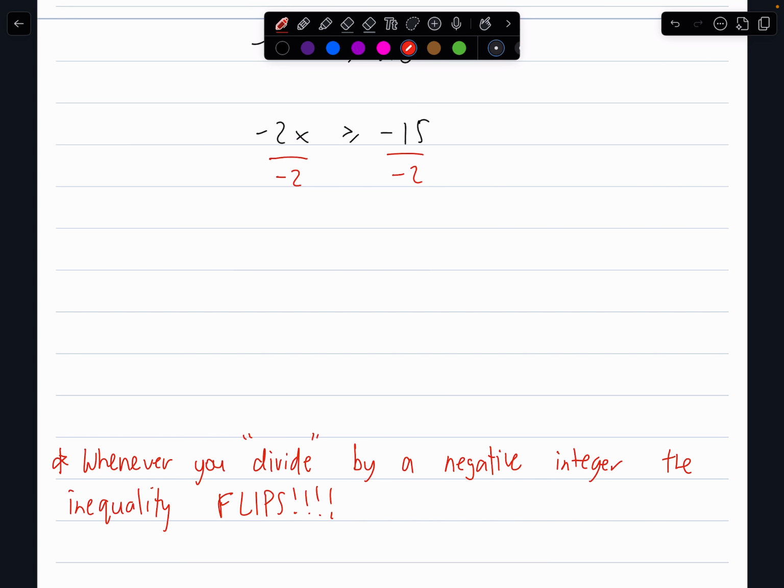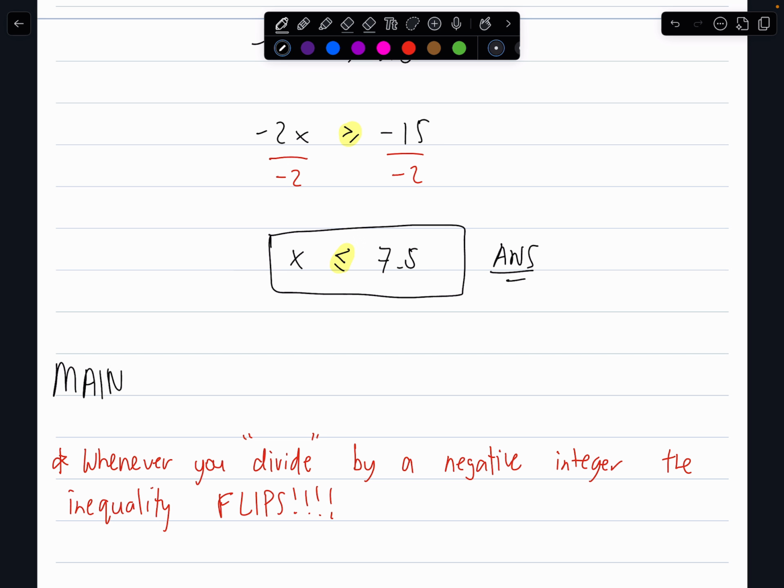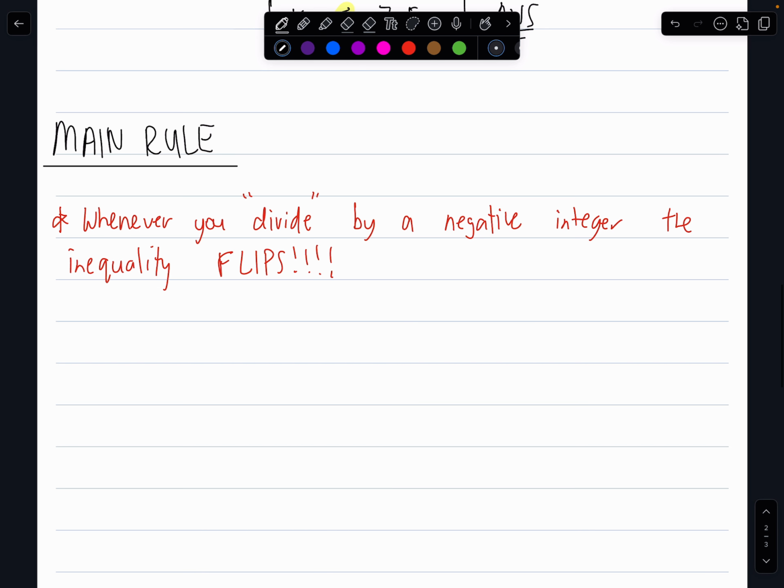So we're going to solve it as is. So negative 2x divided by negative 2, we're going to get x. But now the sign is actually going to flip this way. So notice how it was greater than or equal to, and now it's less than or equal to once we flip. That is the biggest difference. And then this would be your final answer. So with linear inequalities, this is the main rule that you need to keep an eye out for, okay? Whenever you divide by a negative integer, the inequality will flip. Okay, that's the key. That's pretty much the whole lesson, okay?